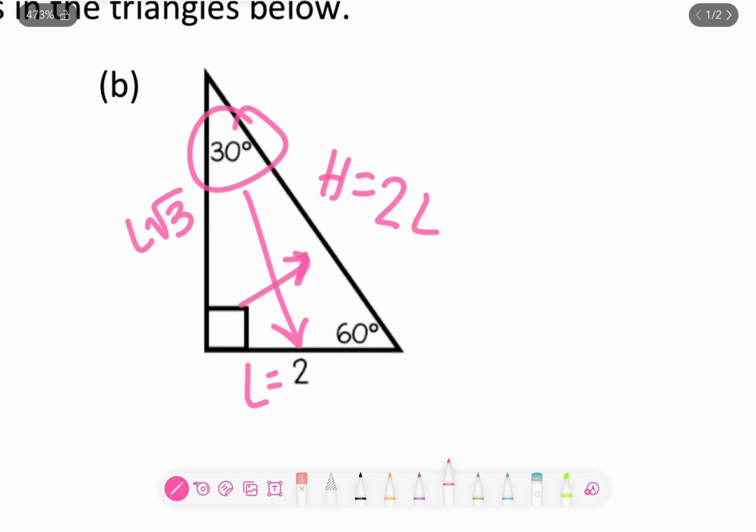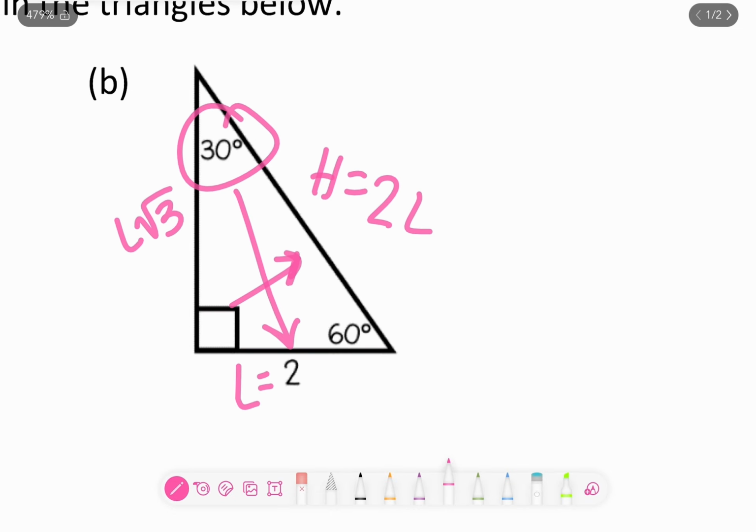So what we're going to do now is we're going to find these missing lengths. So we know what L is. So to find 2L is easy. It's just 2 times L. So 2 times 2, which is going to give us 4.